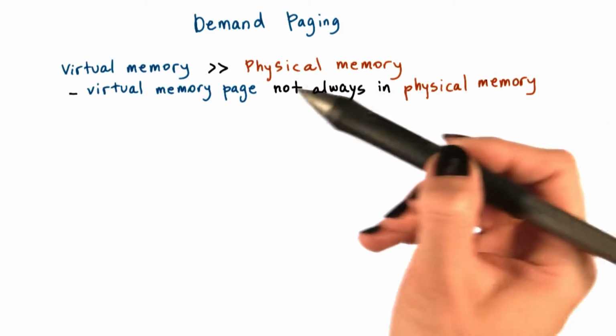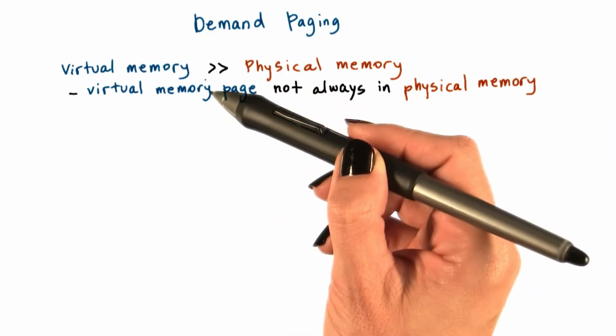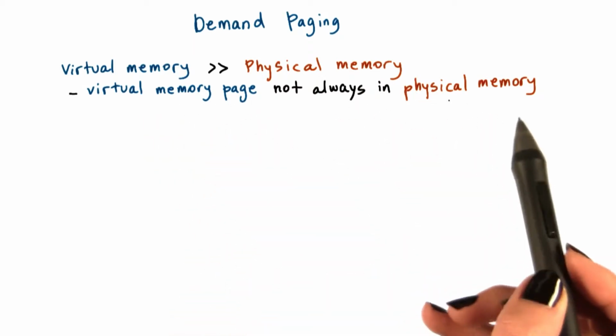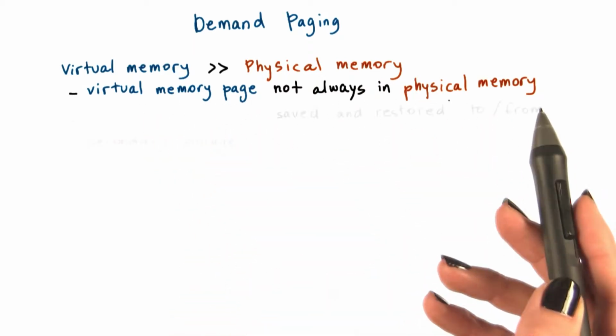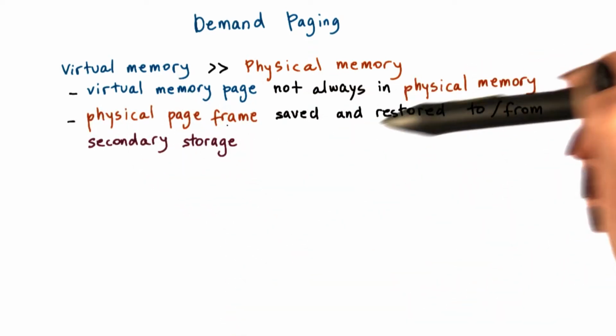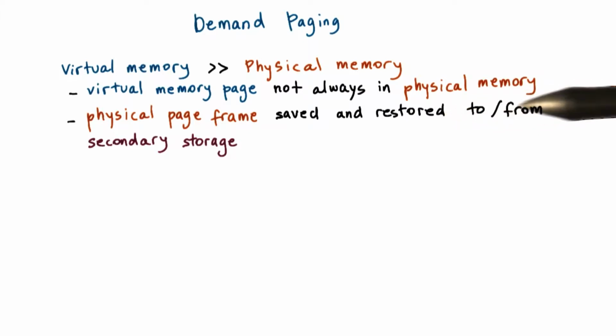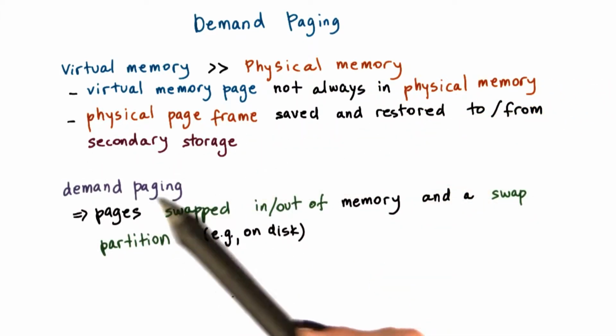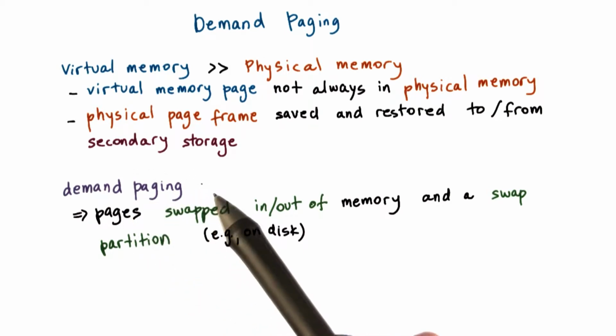Since the physical memory is much smaller than the addressable virtual memory, allocated pages don't always have to be present in physical memory in DRAM. Instead, the backing physical page frame can be repeatedly saved and restored to and from some secondary storage, like disk, for instance. This process is referred to as paging or demand paging.